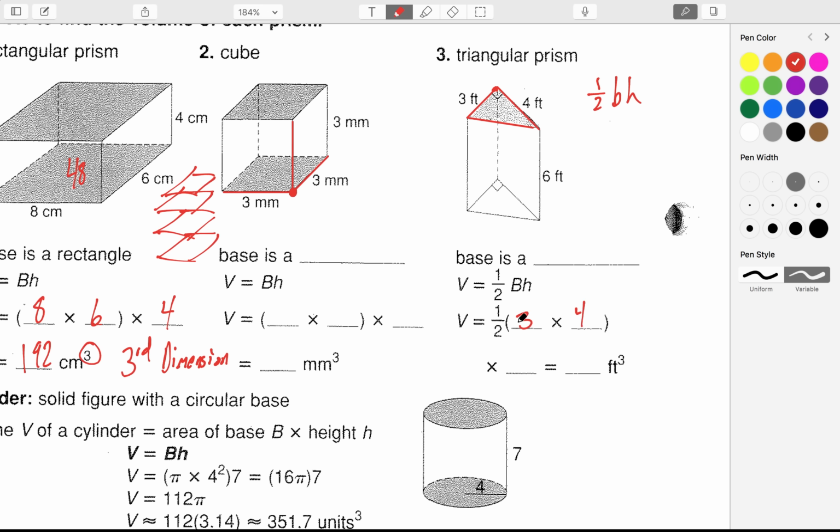3 times 4 times your height. Your height's on your outside, so height is right here. So how high did you stack these triangles up? 6.